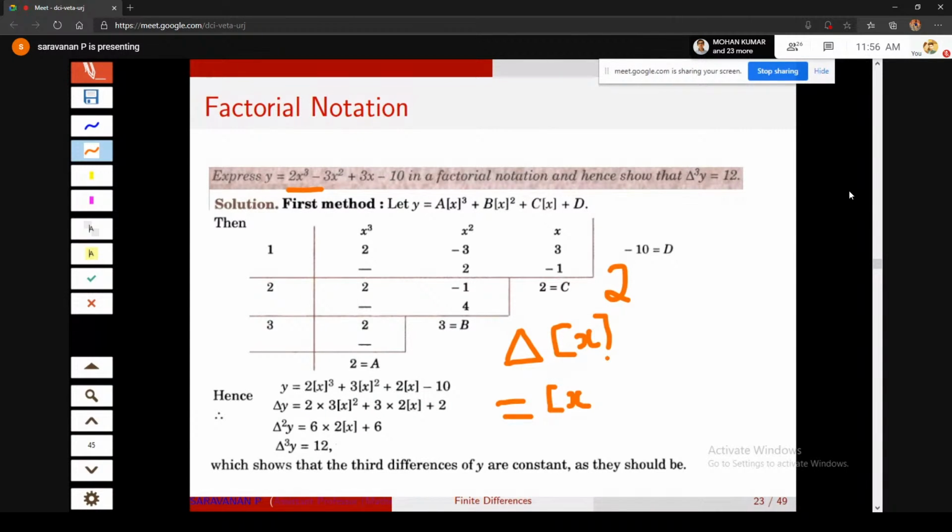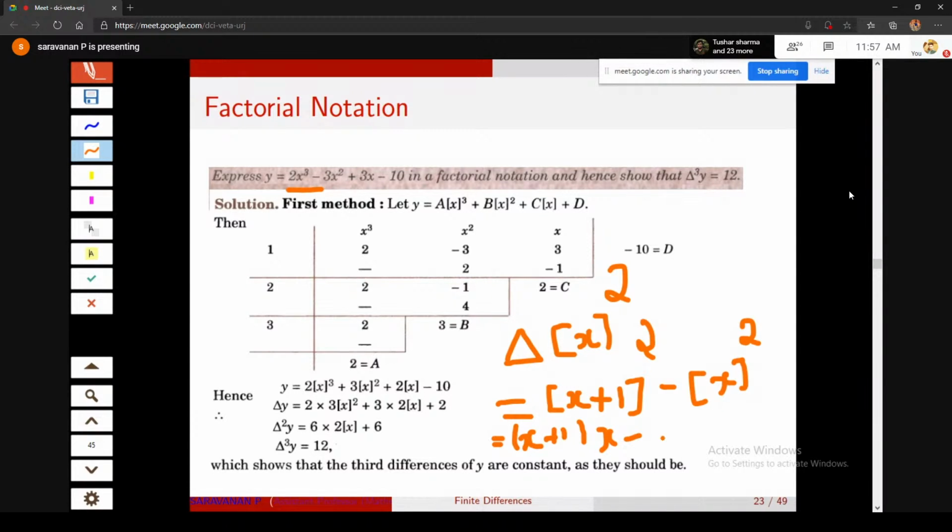By definition, what is delta of f of x? f of x plus h minus f of x. If I take h equal to 1, you'll get factorial x plus 1 whole square minus factorial x square. So what is factorial x plus 1 whole square? You'll get x plus 1 into x. What is factorial x square? x into x minus 1. So what is factorial x plus 1 whole square? x plus 1 into x plus 1 minus 1, that is x.